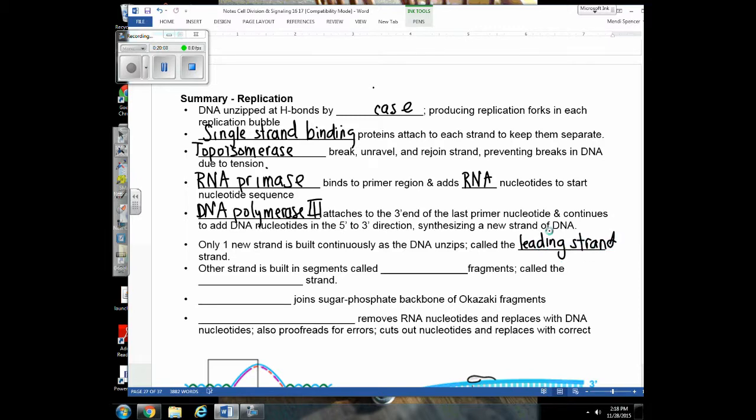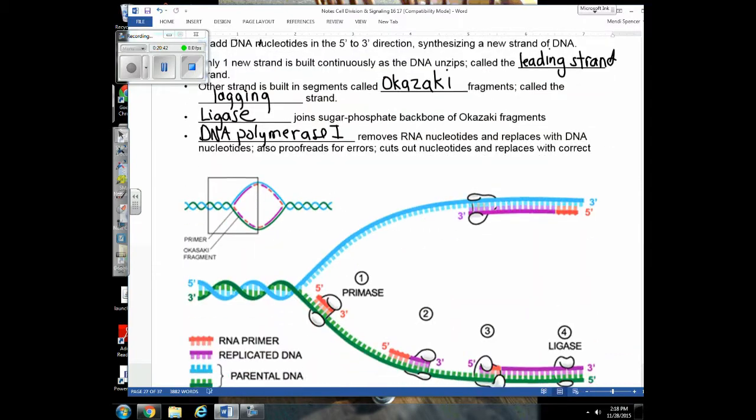We see that it is made continuously. And the other strand is built in segments, and again, those are called Okazaki fragments. And this strand is called the lagging strand. It's being made in pieces. Whenever we remove that primer, then we have a gap that we have to seal there, and that gap is sealed by ligase. And it's actually DNA polymerase 1 that removes those RNA nucleotides and replaces them with the DNA nucleotides.